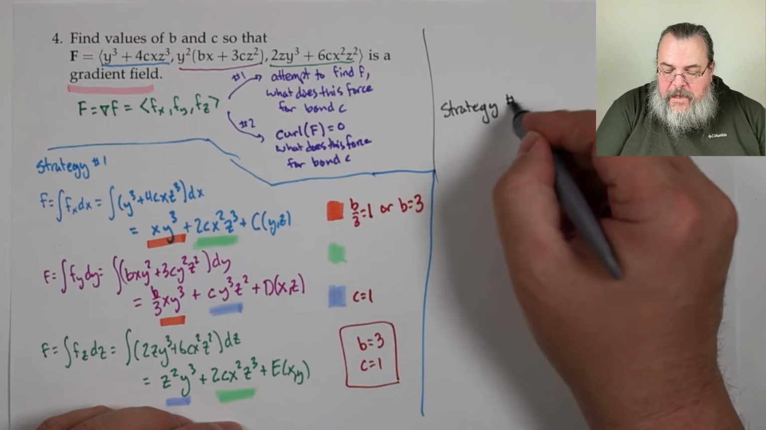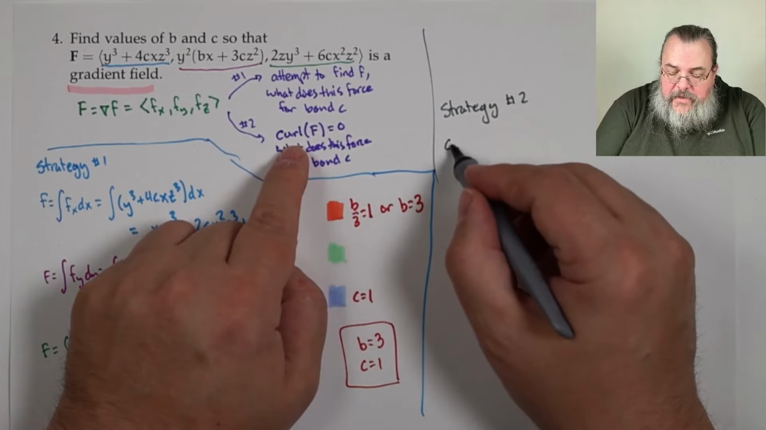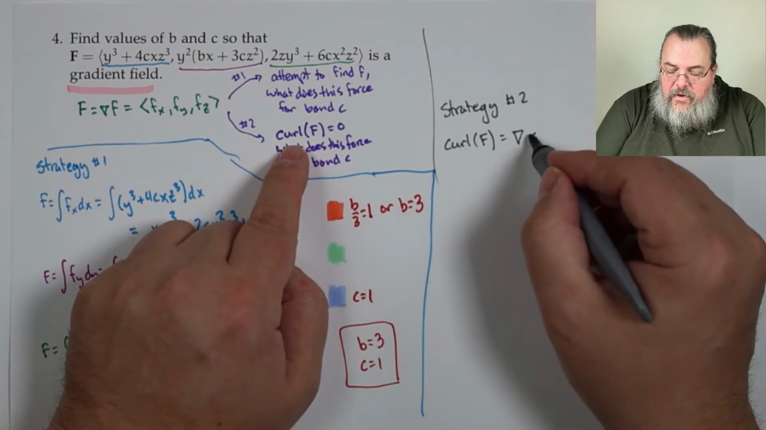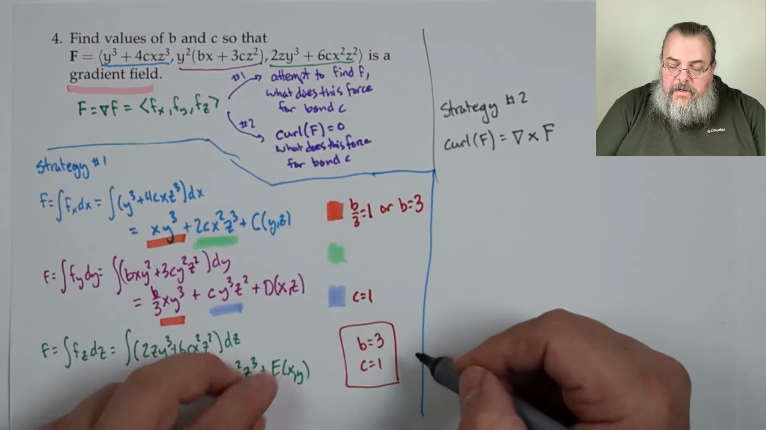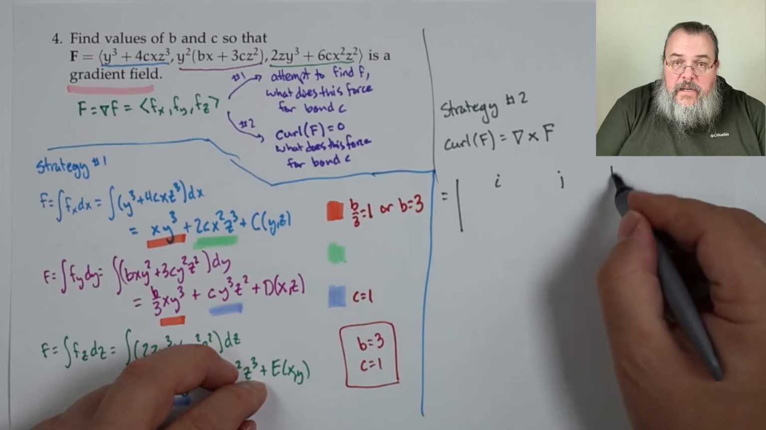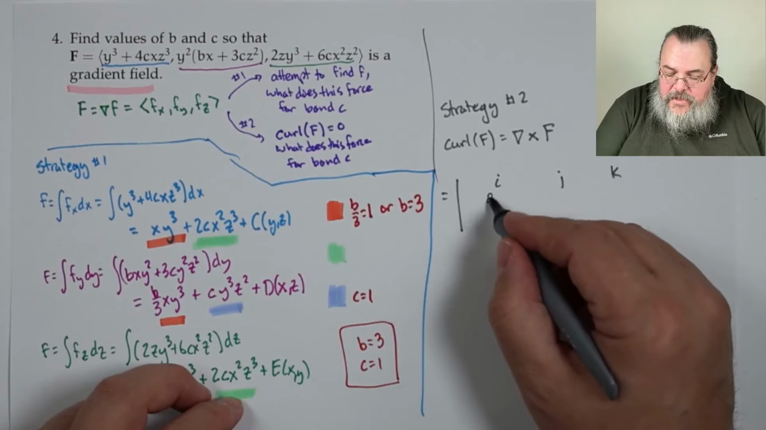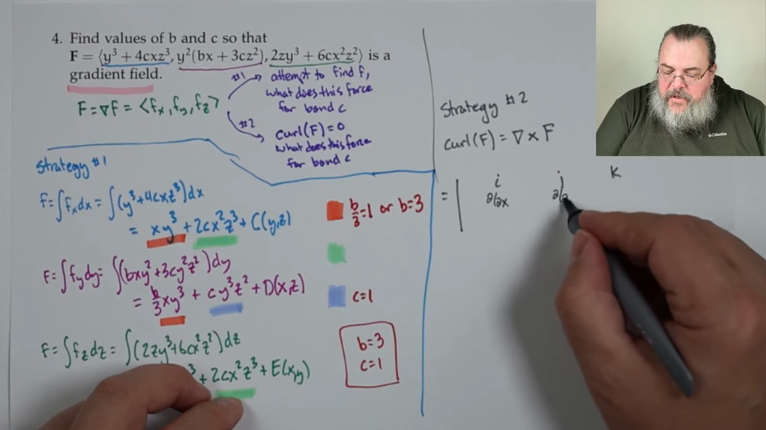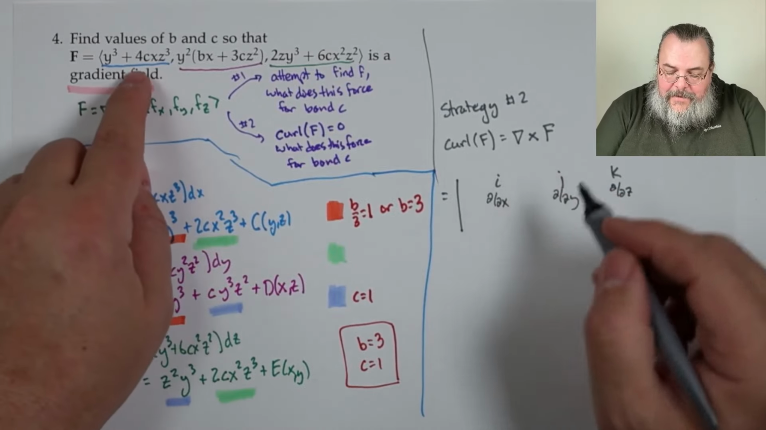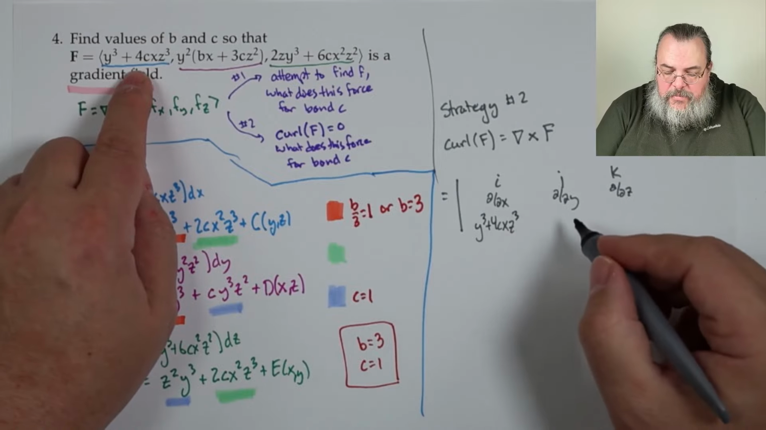And what's going to happen? Well, we're going to say, let's find the curl of f. So we're going to find curl of f, and that's equal to del cross f. All right, so we're saying that's equal to our i, j, k. You've got to give yourself some room because you've got to write these functions in. Partial x, partial y, partial z. That's our del. And now f, y cubed plus 4cx z cubed.